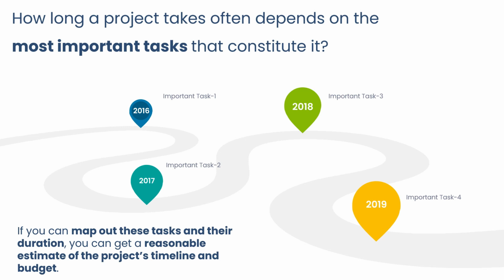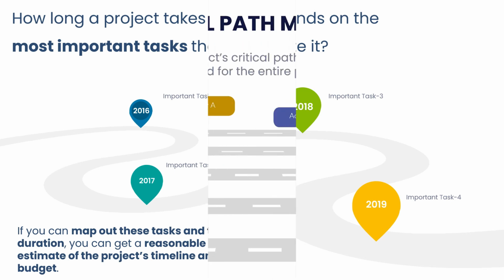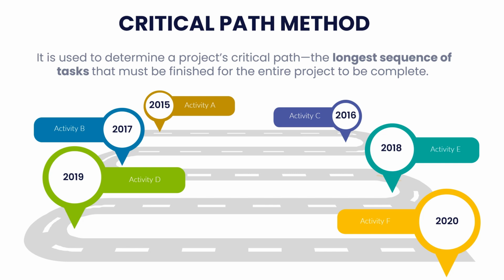So the process of identifying those critical activities is basically mapping out those tasks and their durations, which can help you get a reasonable estimate of the project timeline. This timeline information will also help you find out the project cost and the budget requirement. So in brief, the critical path method is used to determine the project's path which is important for completion of the project, and usually it's the longest sequence of tasks which has to be finished so that your project is completed on time by meeting all the objectives.